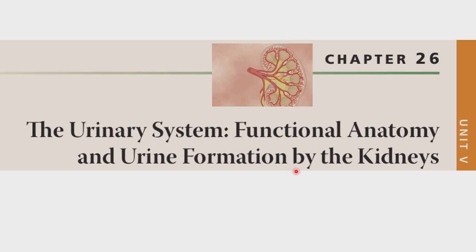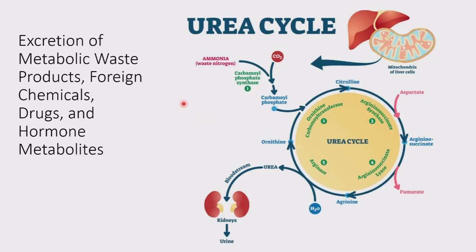Right. Here we're going to talk about kidneys and their general function. This is the first chapter for Unit 5. The first part of this chapter discusses the general functions of the kidney. First function is the removal of metabolic waste products, foreign chemicals, drugs, and hormone metabolites. One good example is ammonia. Ammonia is removed by your body and converted into urea. This urea will be excreted by your kidneys as urine, as depicted in this urea cycle.